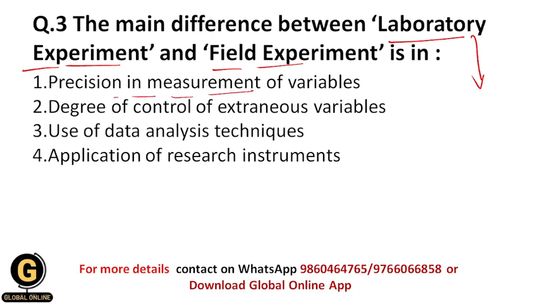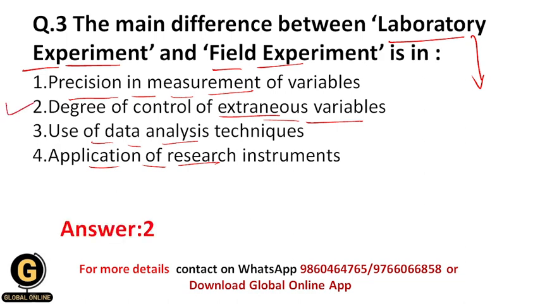Precision in measurement of variables, it means how precise the measurement of variables is. Then degree of control of extraneous variables, which I have told you in the explanation part of this question. Use of data analysis techniques, then application of research instruments. So the correct answer for this is the second, that I have told you. The degree of control of extraneous variables is the main difference between laboratory experiment and field experiment, because precision in measurement of variables can be done in both experimental methods, and the precision won't change whether it is a laboratory experiment or a field experiment.